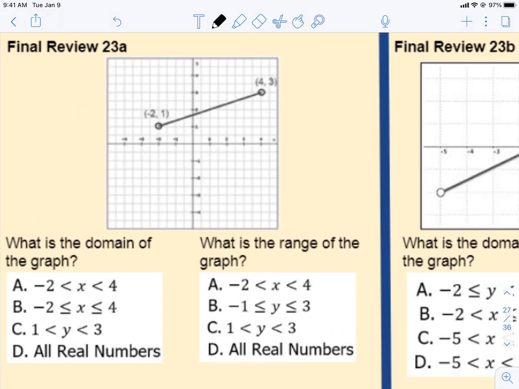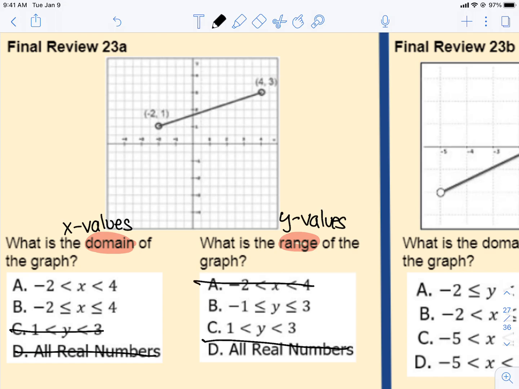Okay, looking at 23A. What is the domain of the graph? What is the range of the graph? Well, first off, by looking at the graph, first domain. Domain is our x values. Range is our y values. We have clearly 2 endpoints, which means all real numbers cannot be our answer. So looking at that, talking about our x values, which means we can eliminate C for the first one. And then if we're talking about the range one, we can eliminate answer choice A because it has an x. So now we're at a 50-50 shot.